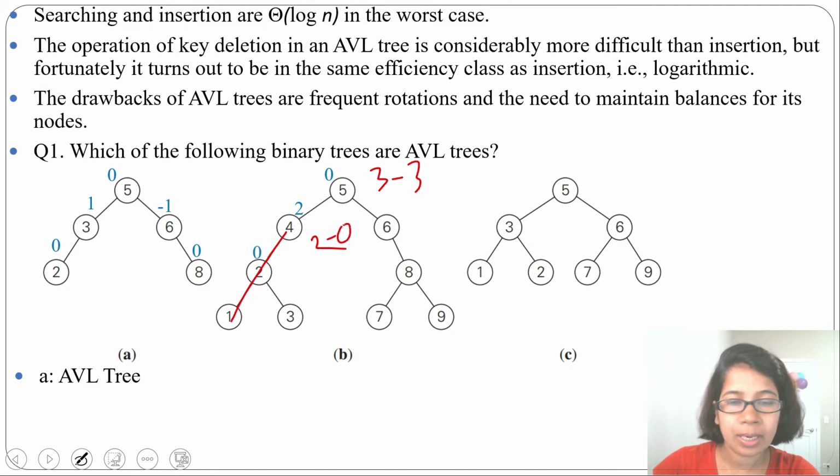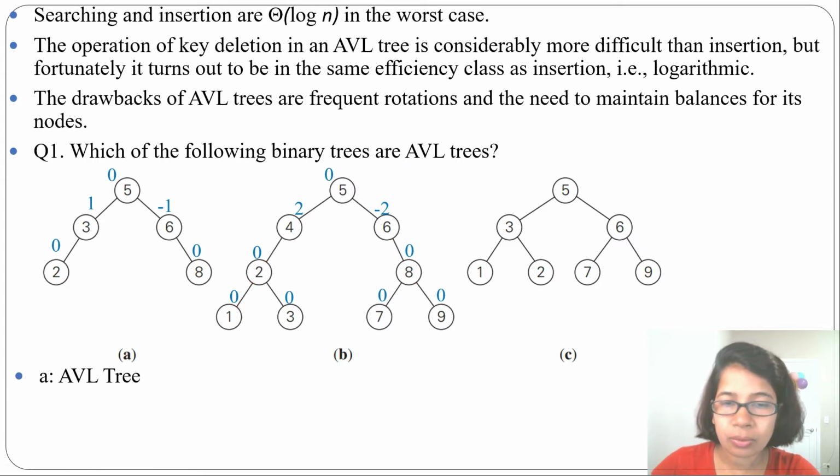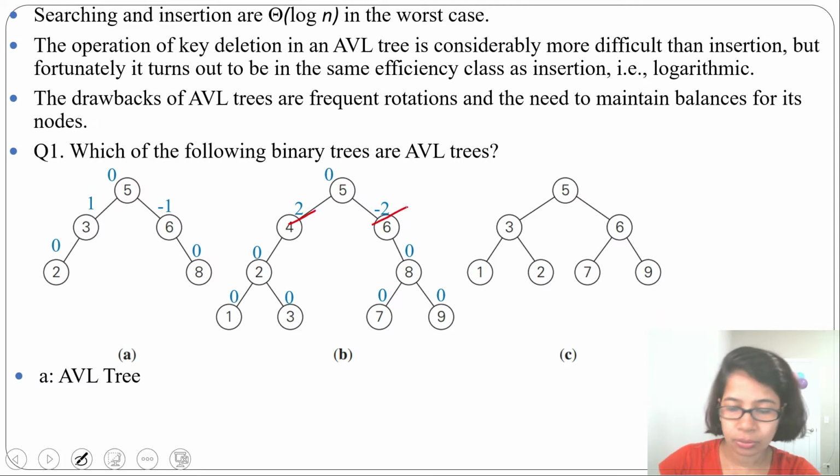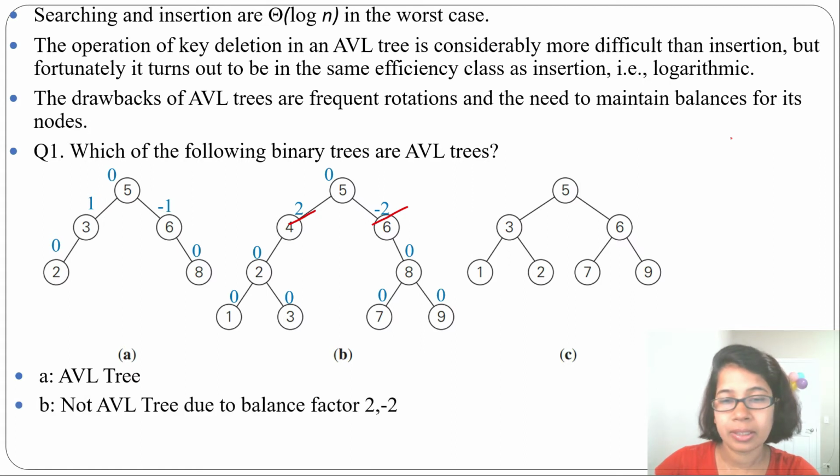Then for 2, balance factor is 0, 1 minus 1. For 1, balance factor is 0. For 3, balance factor is 0. Now for 6, the left side has no subtree, no child. So 0 minus 2, it is minus 2. Then for 8, balance factor is 0. For 7, balance factor is 0. For 9, balance factor is 0. There are two nodes whose balance factors are 2 and minus 2. As balance factor is plus 2 and minus 2, this is not an AVL tree.